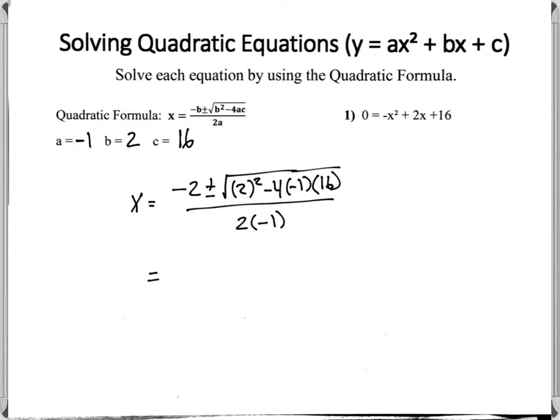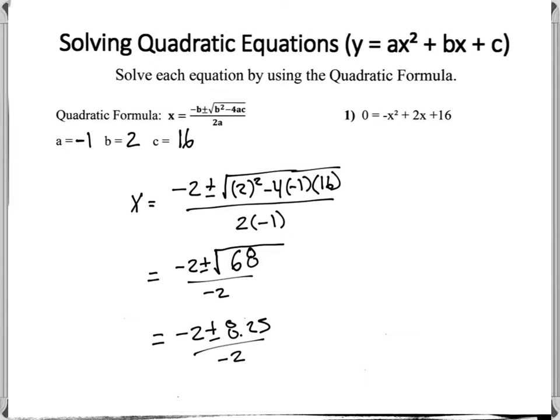So now we start to simplify. On the top we have negative 2 plus or minus the square root of, when we take 2 squared minus 4 times negative 1 times 16, when we multiply and add all that together, we get 68, over negative 2 in this case. So it's negative 2 plus or minus the square root of 68 over negative 2. Well, this simplifies down into negative 2 plus or minus right around 8.25 over negative 2.